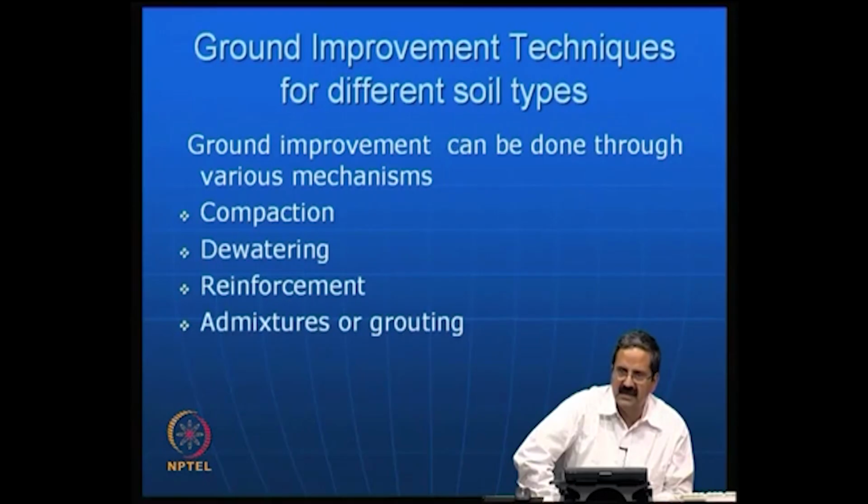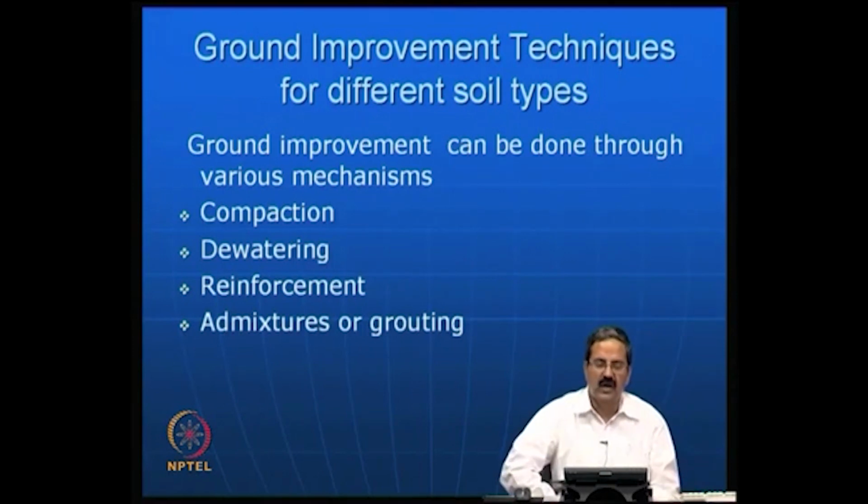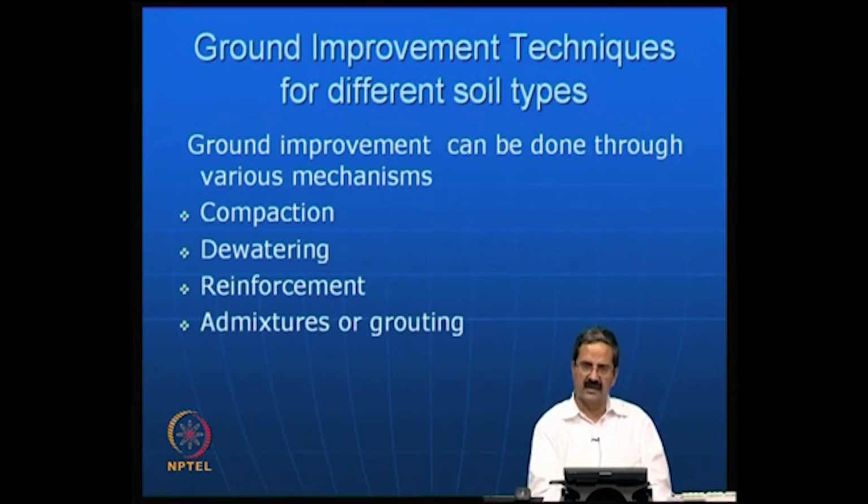So, once the compaction is done, we expect that the strength is higher and the settlements are less, and then you have many varieties of techniques here also. One is called shallow compaction, where you only compact up to 1 or 2 meters, and deep compaction. So, for example, if you want to compact 10 meters, how do you do that? These techniques we will discuss. This is under the process called compaction.